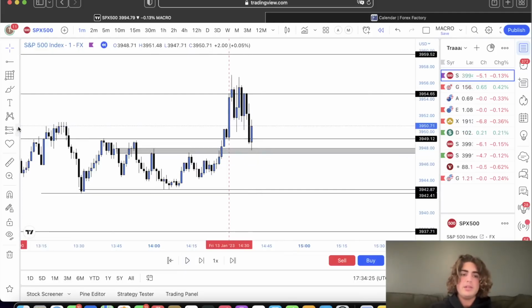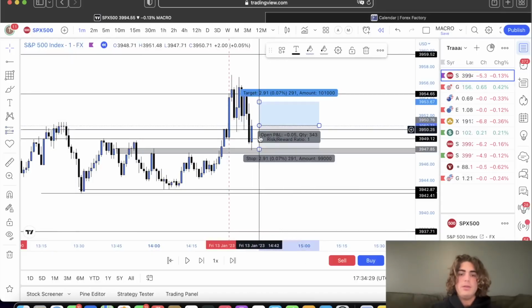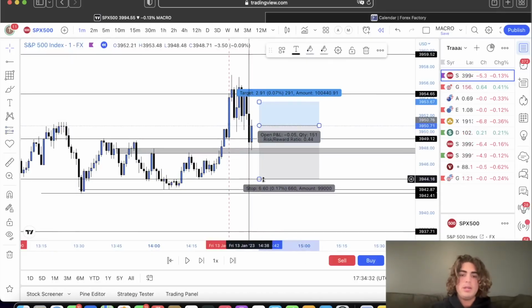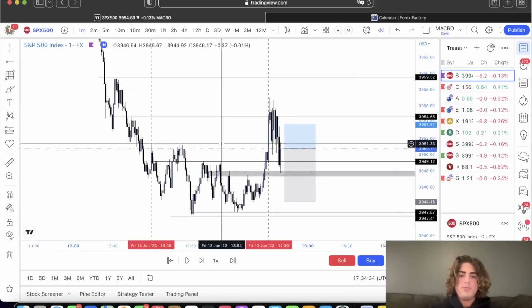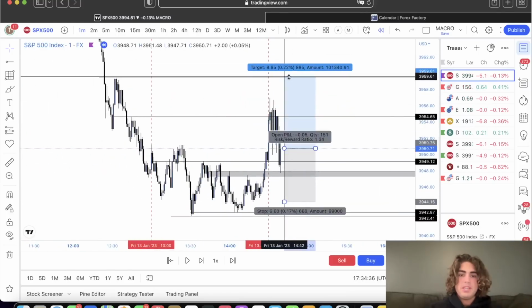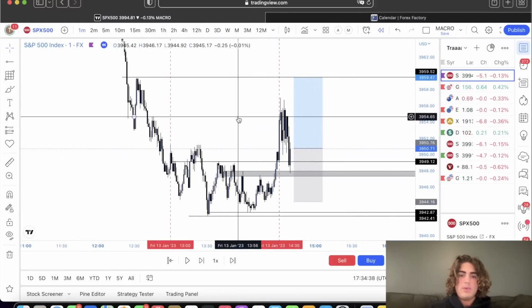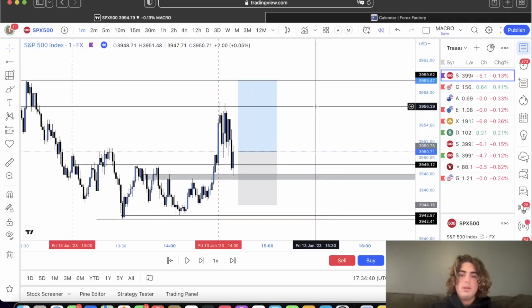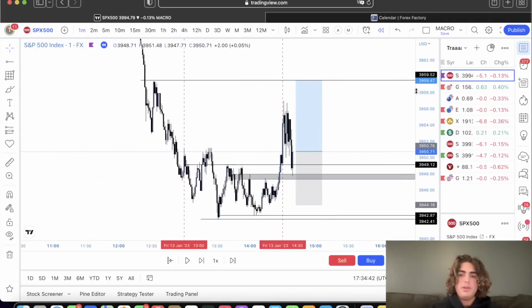Boom. This was my entry. We push into the order block, make a reaction off of it. That's my entry. I put my stop underneath this low. Where's my first take profit? This 5-minute high. We can get rid of this. This 5-minute high is my first take profit.